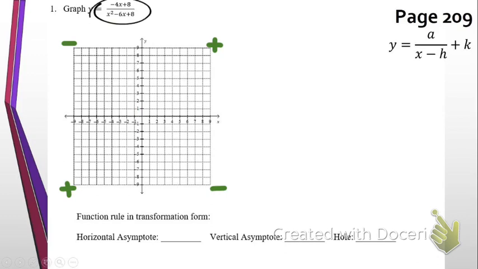Is this in transformation form? No, so we're going to have to factor it. Whenever I have an x squared down in my denominator, I'm going to have to try factoring it first. Long division, I'm only going to use if I have just an x, not an x squared, in my denominator. Will my numerator factor at all?